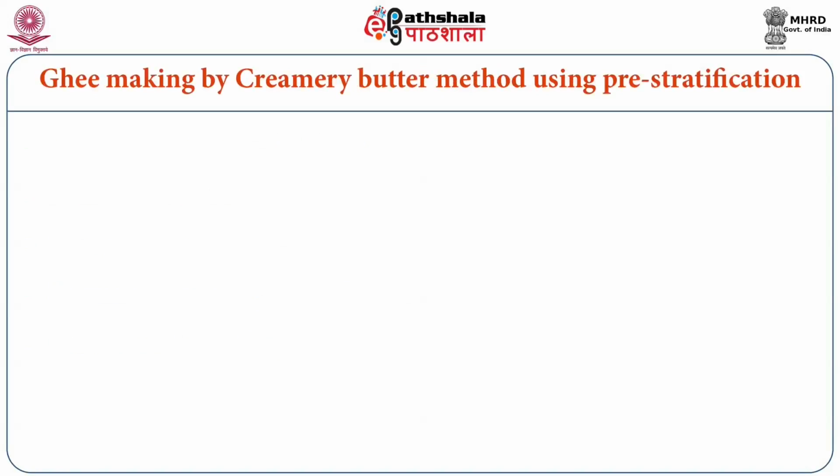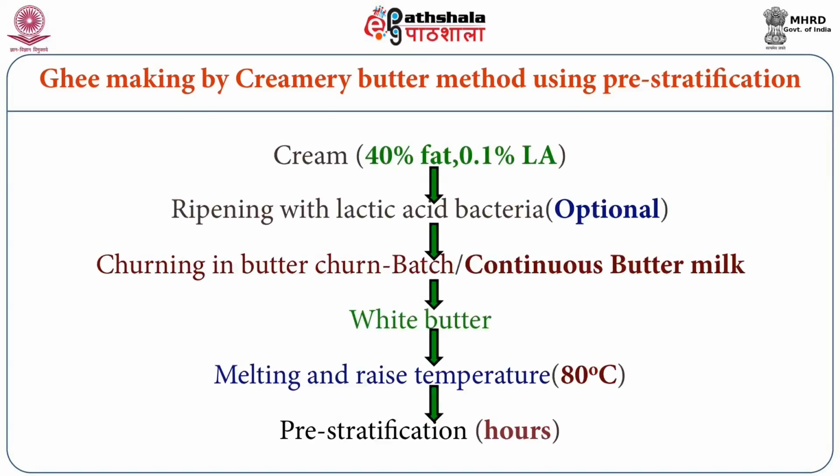This is the one I am showing you, the creamery butter method of ghee making adopting pre-stratification, regarding which I have already given you the principle. The starting material is a fresh cream with 40% fat and less than 0.1% lactic acid. Ripening of the cream using lactic acid bacteria is optional.